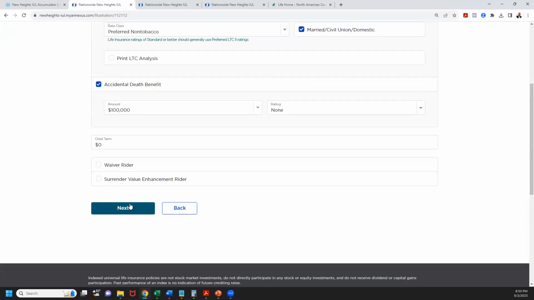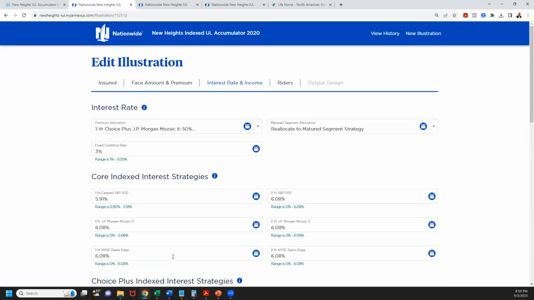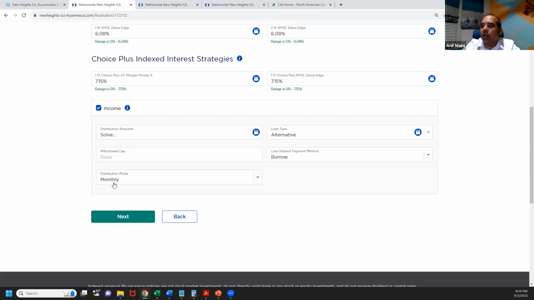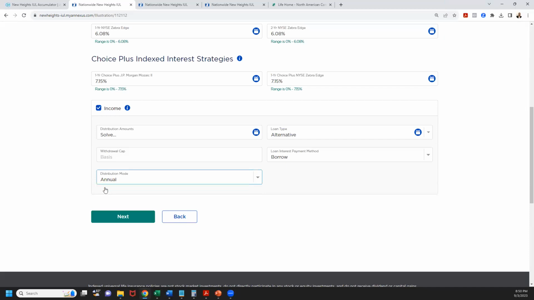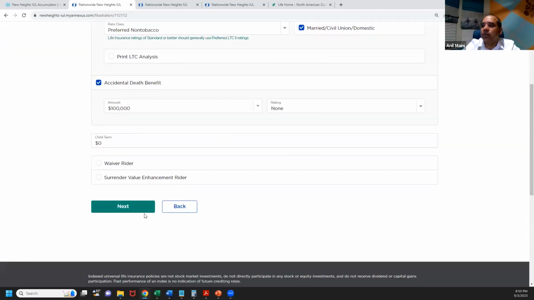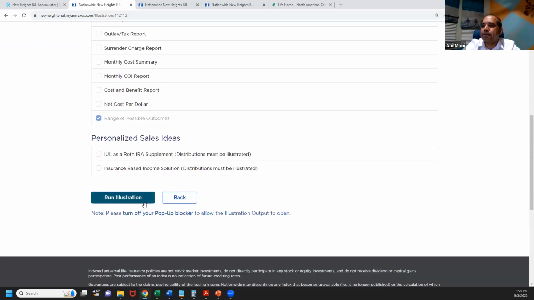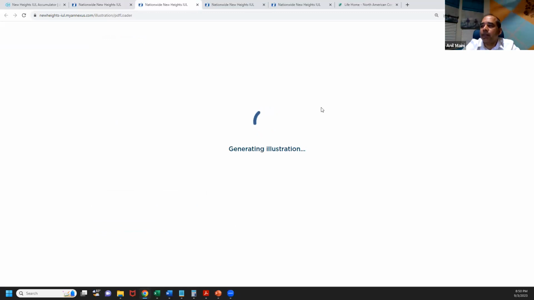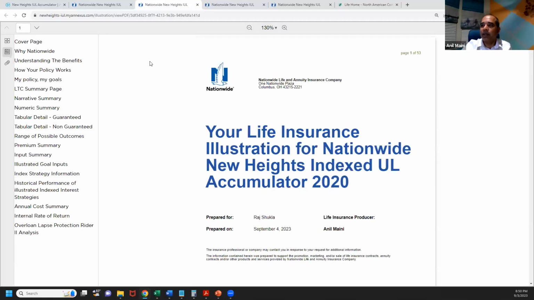Distribution may also need to be changed, right? Monthly to yearly. That's okay. It will come as annual anyway. The distribution mode here will not matter much. And loan type was alternative, Anil Bhai. So I assume that is participating, right? Correct. Yeah. So income.